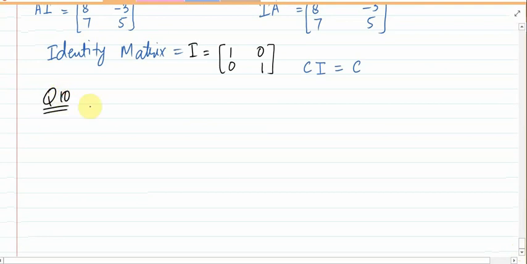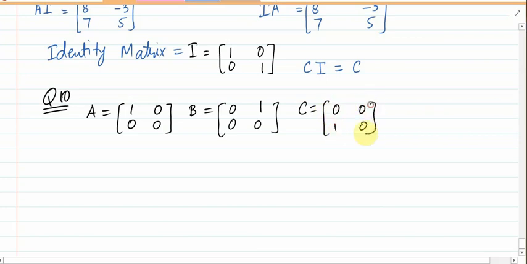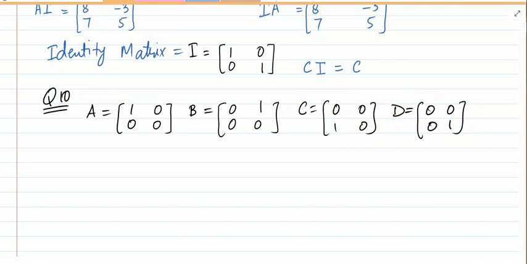It says if A is equal to [1, 0, 0, 0], B is equal to [0, 1, 0, 0], C is equal to [0, 0, 1, 0], and D is equal to [0, 0, 0, 1], right? There are four matrices A, B and C, D. Find an expression in terms of A, B, C and D for the matrix.